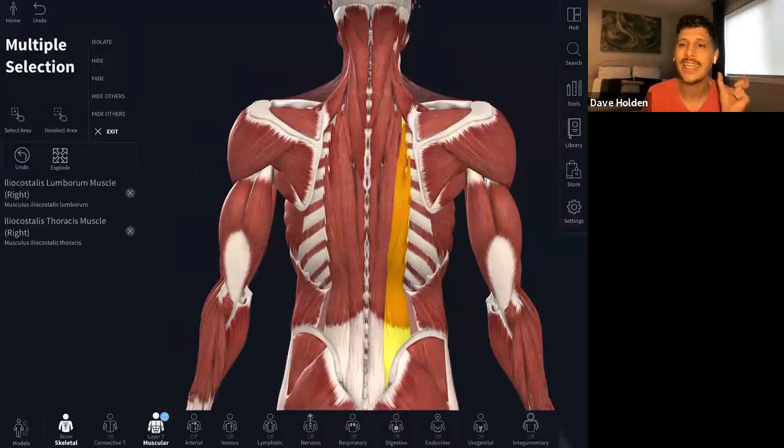This one runs iliocostalis. It runs from the hip to the ribs. From the hip to the ribs.